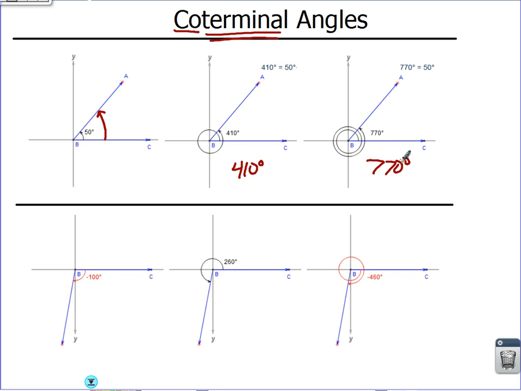Here you see your first glimpse of a negative angle. This one started at your x-axis and it rotated in the opposite direction. This is a negative 100 degrees. It rotated past 90, right? We all know that the x and y axis form 90-degree angles. It rotated 10 degrees past that y-axis to give you negative 100 degrees.